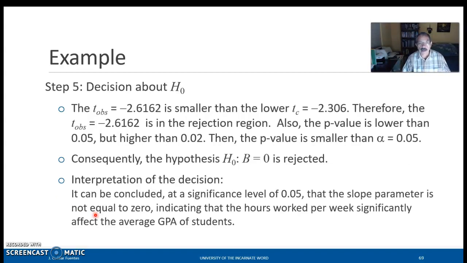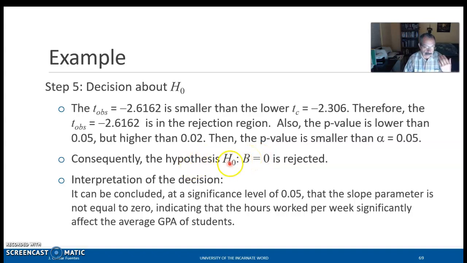All right, so now by using the critical value approach, we see that the t observed is smaller than the lower critical value. That implies that the t observed is in the rejection region. Also, we found that the p-value is lower than 0.05 but higher than 0.02, so the p-value is smaller than the alpha of 0.05. So by either approach, you determine that the null hypothesis is rejected. That is, the slope is not 0.